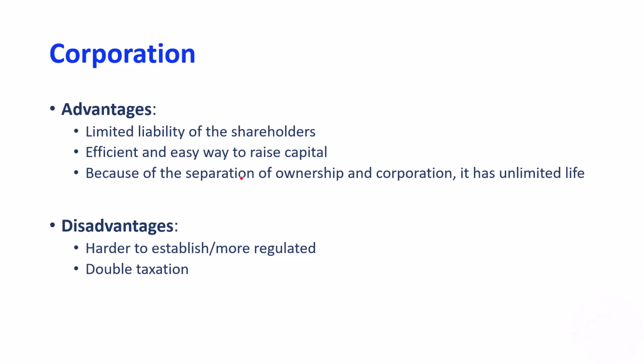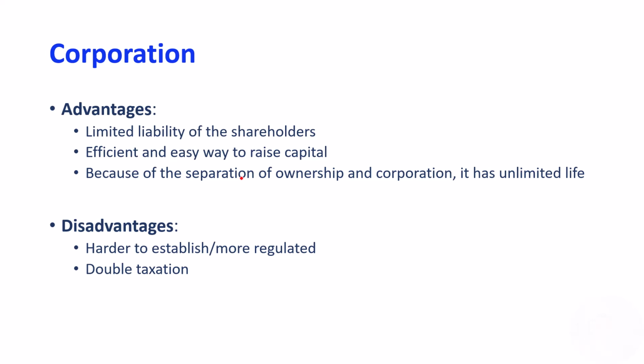And as I mentioned before, because of the separation of the ownership and the corporation, it has unlimited life. So if a shareholder dies today, let's say you own a share of Ford company, and a shareholder dies today, nothing happens to the corporation. Your shares are just going to be transferred to the heirs of the shareholder, right? So the company itself is going to run the same as they basically operated before the death of the shareholder. So there's an unlimited life for these corporations.